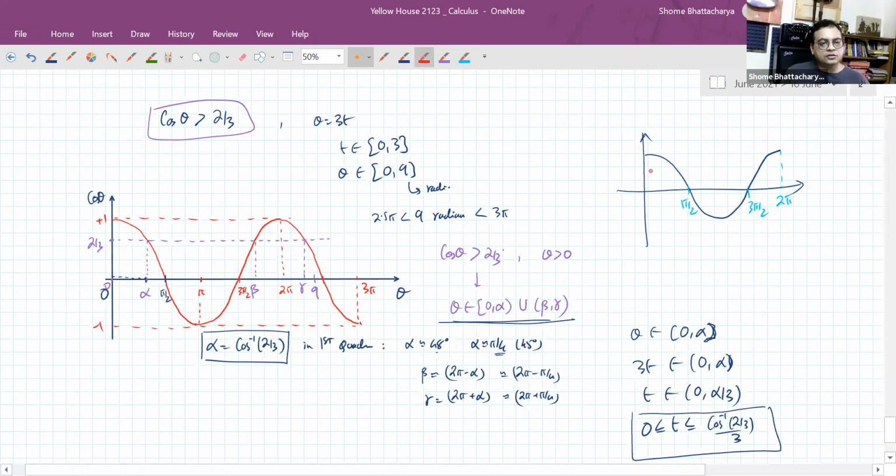So if you have a value which is common here and here, what is that relationship? If this is theta, then here this should be theta. So if this value is alpha and this value is beta, then beta should be equal to 2 pi minus alpha.